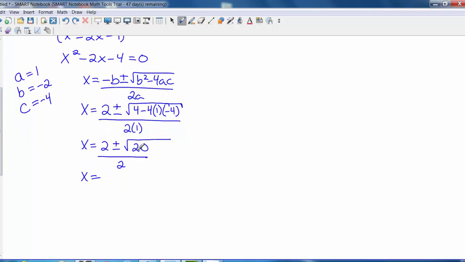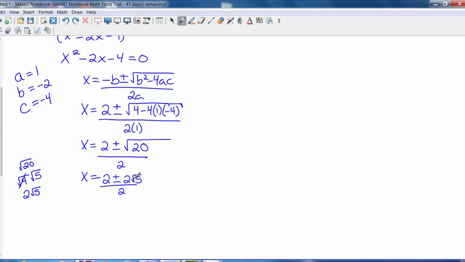Now, don't get excited and divide this 20 by 2. This 20 is under the radical. It's your radicand. It can't be divided by 2. Only the coefficient that's here could be divided by 2. So let's simplify the square root of 20. I'd come over onto the side of my paper and simplify it rather than doing it in the middle of the problem. It's just going to make it look more congested for you. So I would take 20 and split it into the square root of 4 and the square root of 5. The square root of 4 is 2. So the square root of 20 is equivalent to 2 square roots of 5. So I could say 2 plus or minus 2 square roots of 5 all over 2.